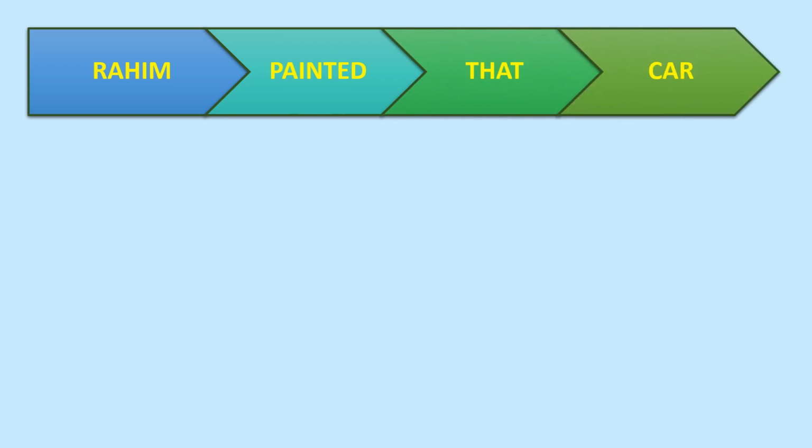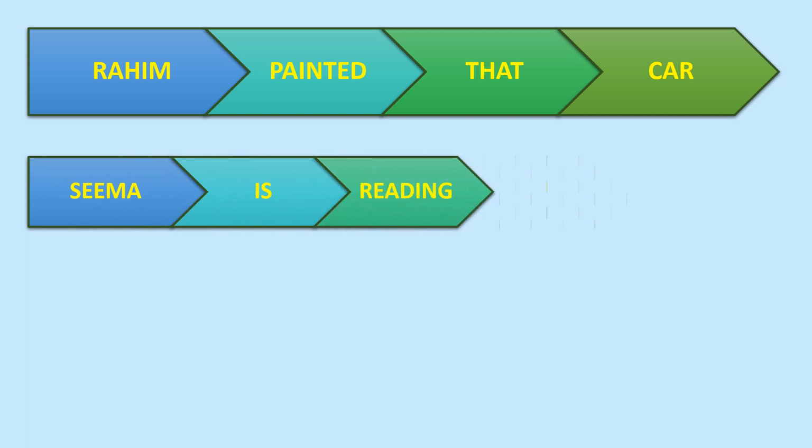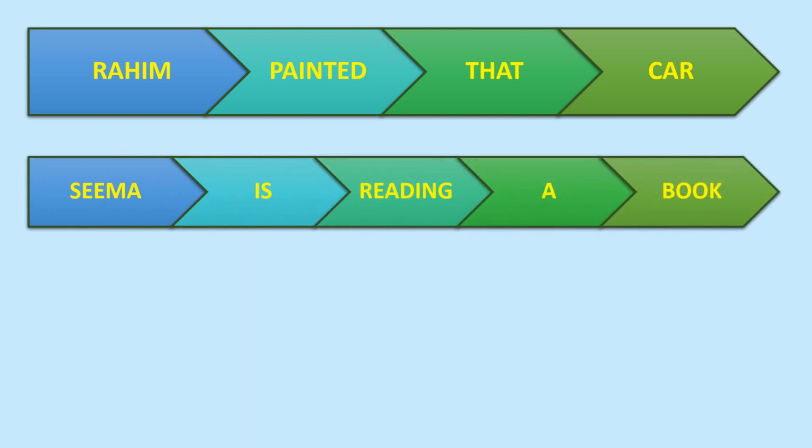Now look at this sentence. Rahim painted that car and Seema is reading a book. Here we have Seema and Rahim, which are the subjects. Painted and is reading, which are the verbs. And car and book, which are the objects. Because Rahim painted something. What was that something? Car. Seema is reading something. What is that something? A book. So car and book are objects.